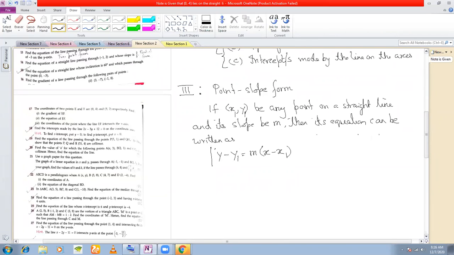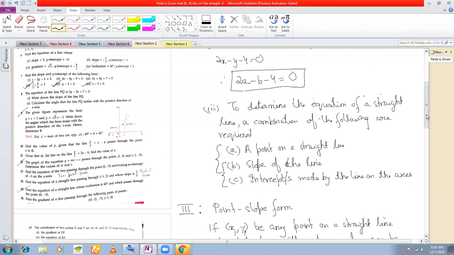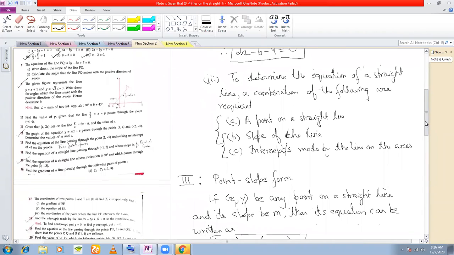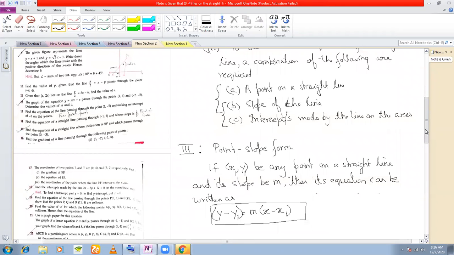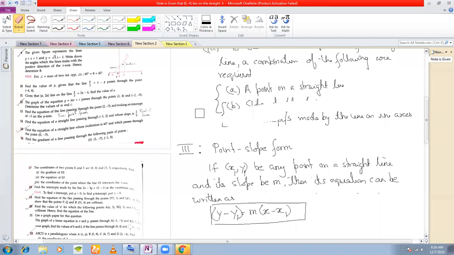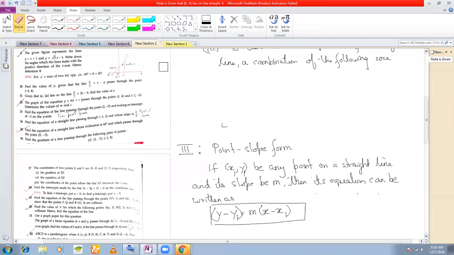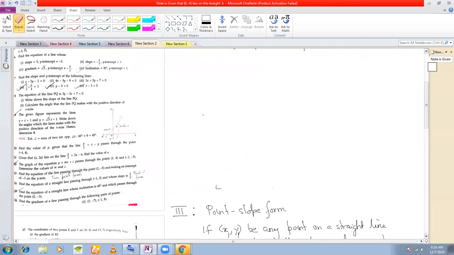Please remember the standard form: y minus y1 is equal to m times x minus x1. Let's see an example here. This one, number 14. Look at number 14. The question here is, find the equation of a straight line passing through the point minus 1, 2.